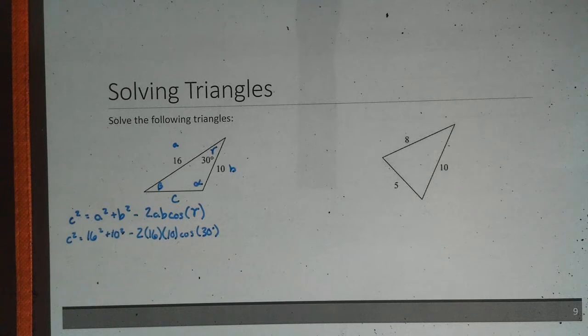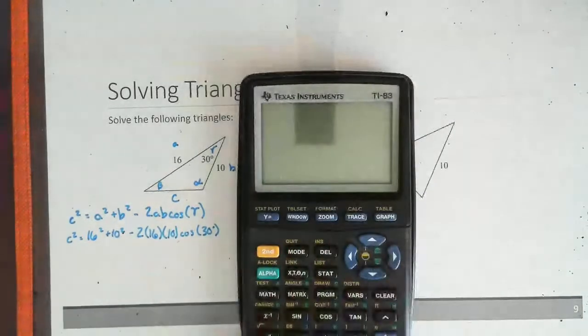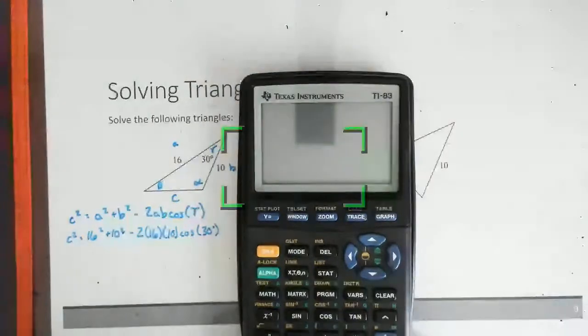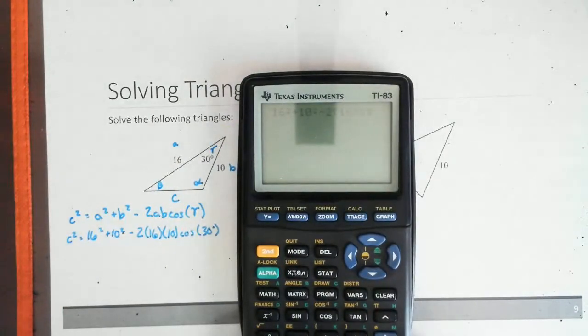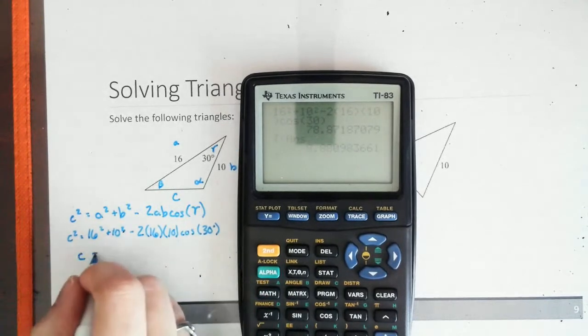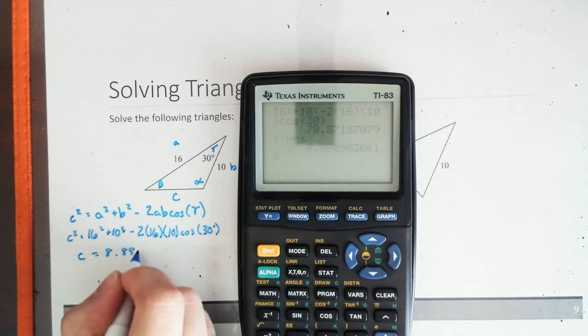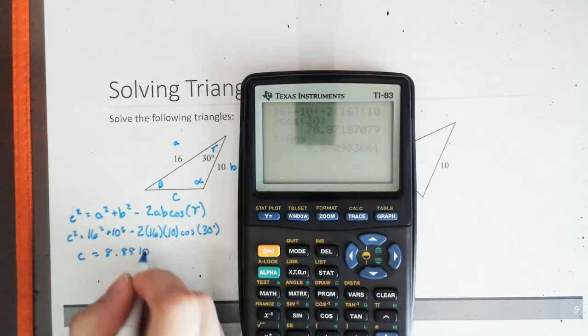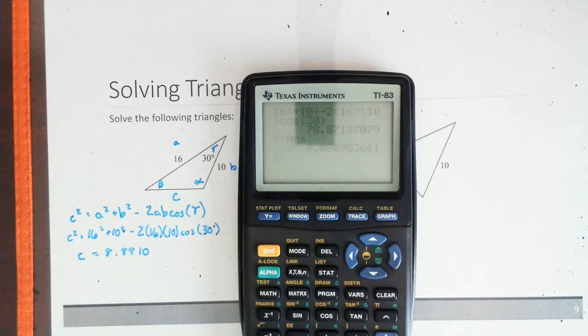You might notice that this is similar to the Pythagorean theorem. In fact, the Pythagorean theorem is a very specific case of this, where your angle is 90 degrees. So that's kind of cool. But anyway, if we have 16 squared plus 10 squared minus 2 times 16 times 10 times the cosine of 30 degrees, that's c squared. So if I square root that answer, I get that c is equal to 8.8810. So I have my third side.